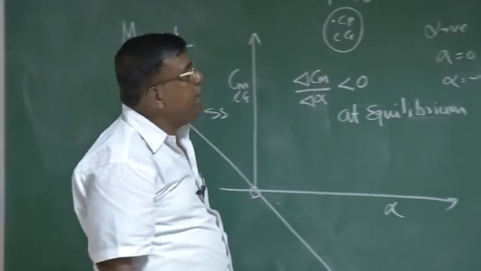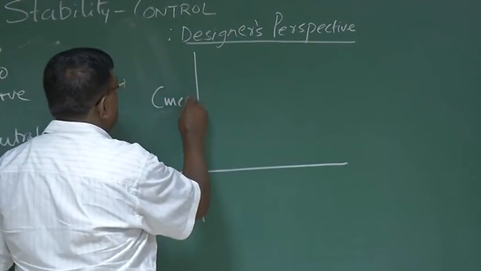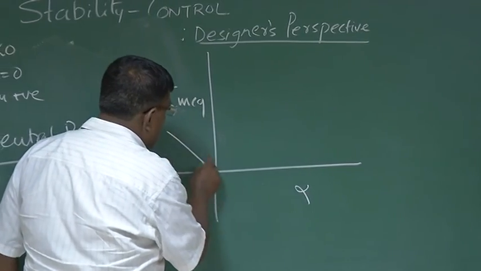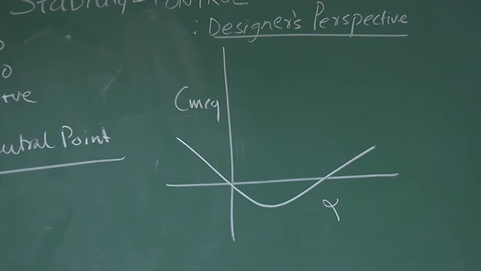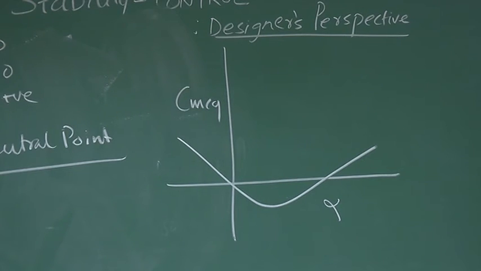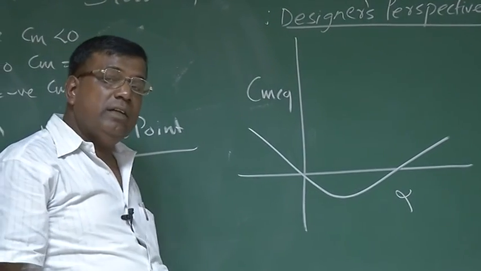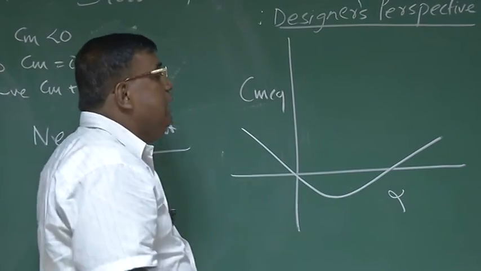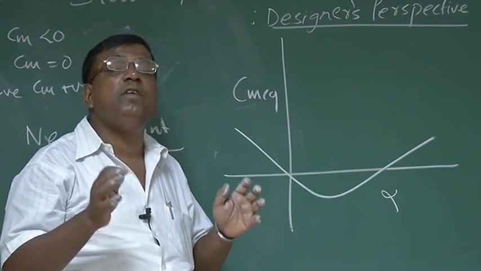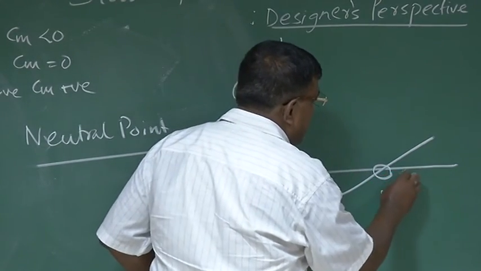Remember, there could be cases, again Cm about CG versus alpha, there could be cases something like this. Typically, if you see parafoils and all, the Cm versus alpha could be like this. Now, if I ask you whether this system is statically stable or not, how will you answer? Again, you have to find out what the equilibrium points are. Equilibrium point means the point where Cm is 0. So one point is here, Cm is 0. Another point is here, Cm is 0.